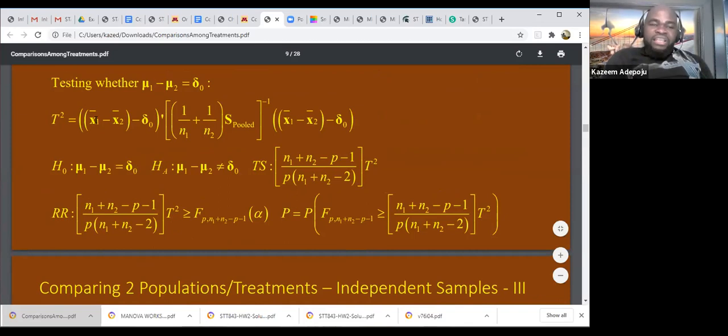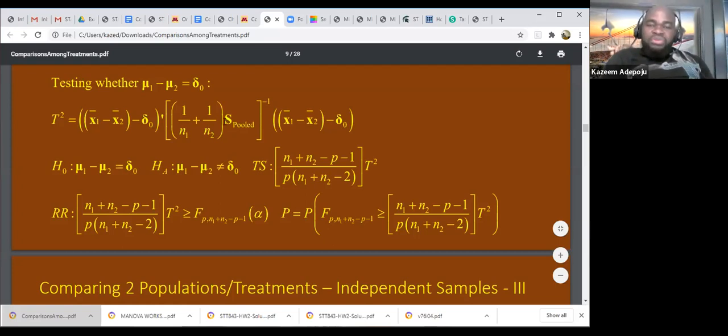This here is going to be the difference of the sample mean vectors. This is going to be the hypothesized value of the vector mean. Of course, this is going to be the number of samples taken from each country, this is the number of samples of the other country, and this is going to be the pooled.